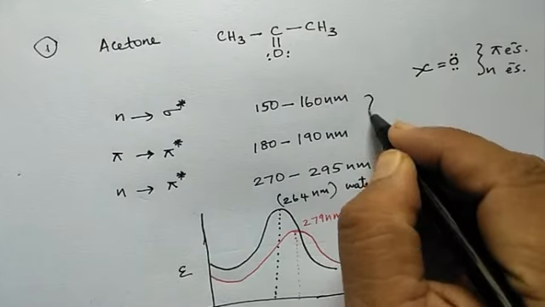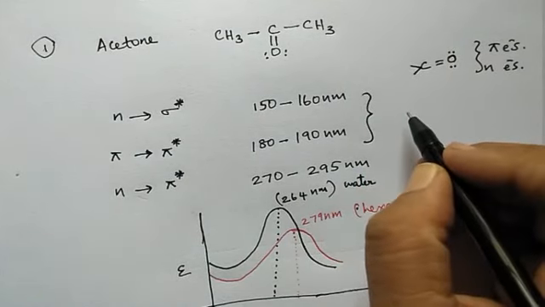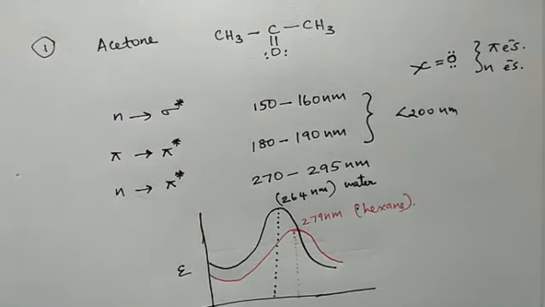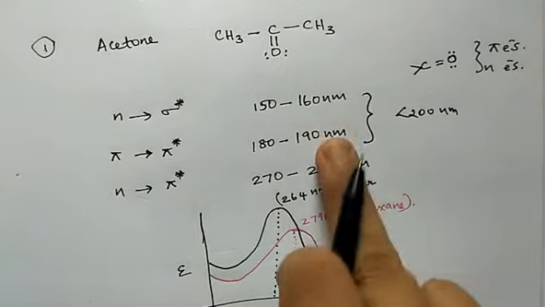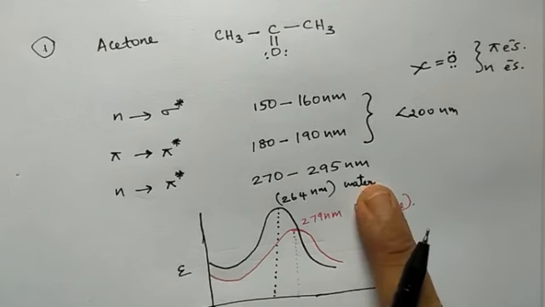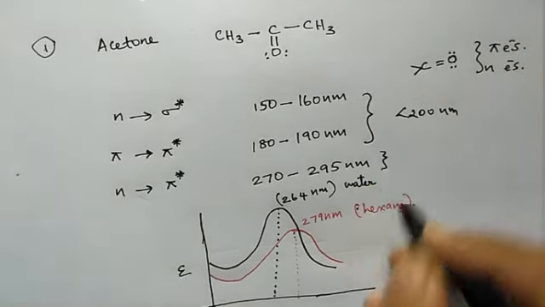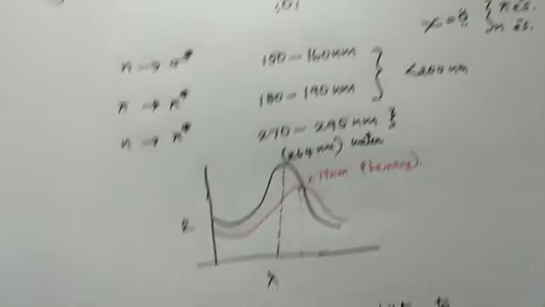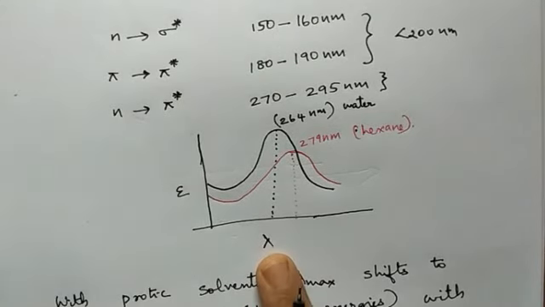Now we'll see how you can plot this. The 150 to 160 nanometers and 180 to 190 nanometers ranges are both less than 200 nanometers, and it is not possible for the UV spectrophotometer to read these two. These ranges cannot be read because they are less than 200 nanometers. So in the spectra you will be able to see only the range from 270 to 295 nanometers. Then you can plot the graph between epsilon and lambda.